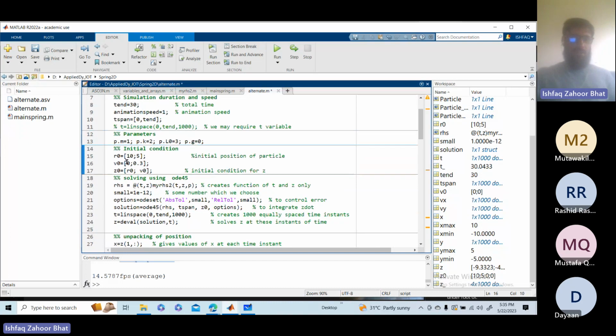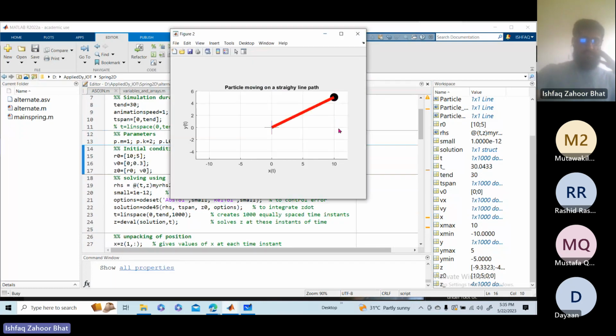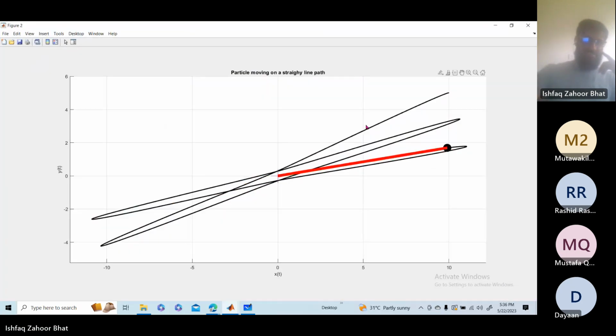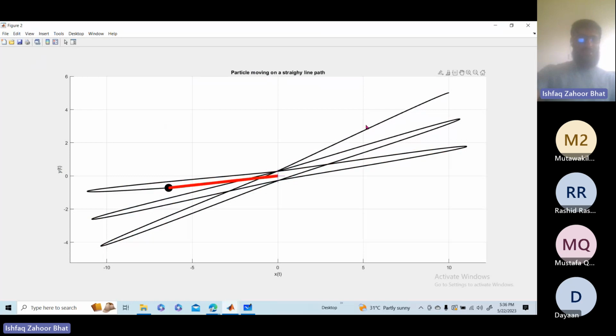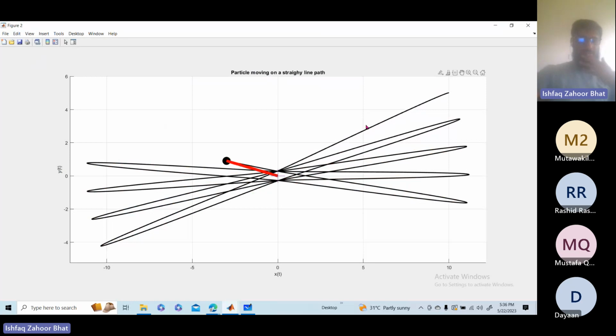What this basically means is that I am releasing it from 10 comma 5, that is okay, but I am giving it an initial velocity of 0.3 in the y direction. So let us see how the spring-mass system will behave. Okay, yeah, see, are you getting it? See, there is no gravity. You can imagine there is no gravity, yet it is not oscillating through the origin. And I think some nice picture is coming.